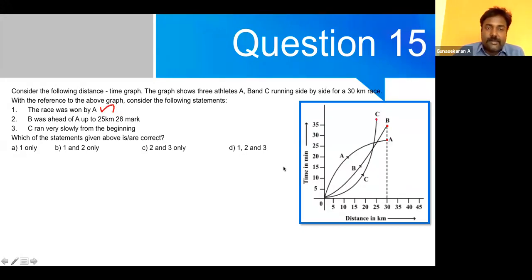It's the correct answer. B was ahead of A till this 25-kilometer mark. C can row very slow in the beginning. No, C is actually running fast in the beginning. This is a wrong statement. So 1 and 2 only.